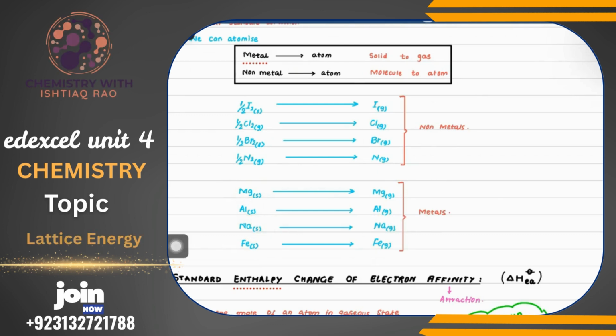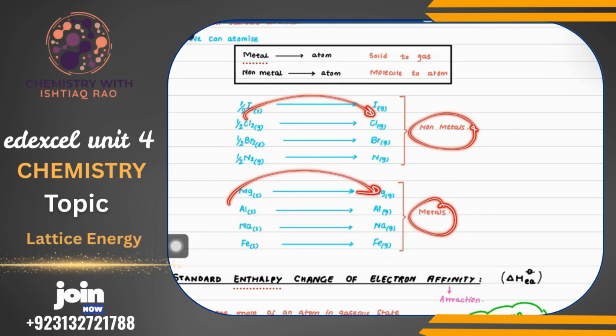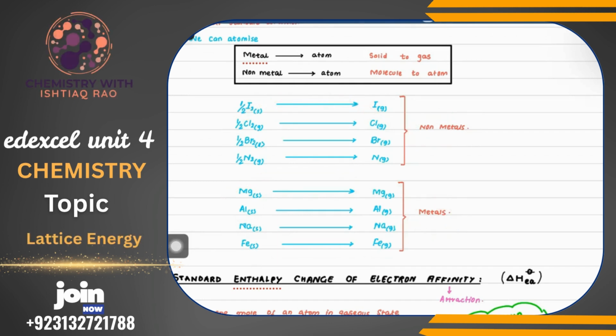Simple. And it's molecule to atom atomization. For the non-metals, molecule to atom. For the metals, it's solid to gas. The same thing, but we can atomize the metals and we can also atomize the non-metals. So what is the nature of the process? Is this exo or endo? This is always endothermic. Always endo.